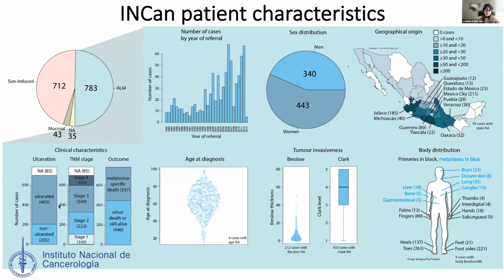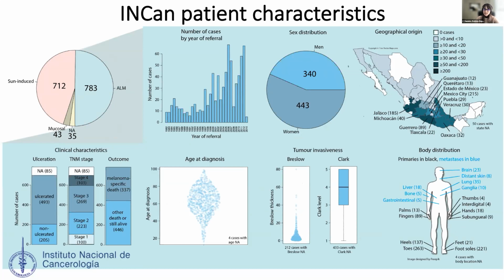Many of the tumors are already ulcerated in stage 3. A third of these patients have already died from their melanoma. The age of diagnosis is very broad, as you can see here, but the median is about 62 years of age. Tumors are already thick, according to a late stage when they are diagnosed, and the majority of the primaries are diagnosed in the feet.